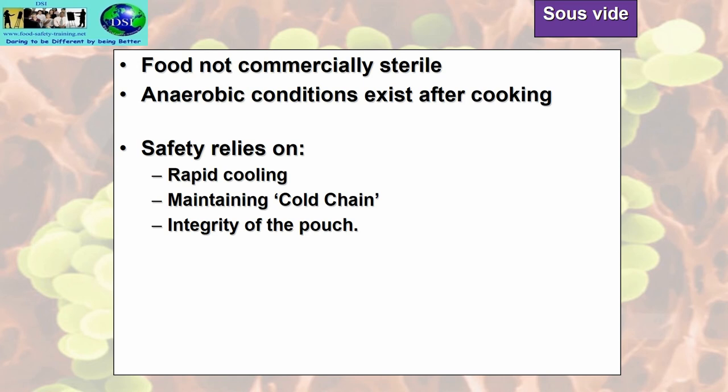With sous vide, food is not commercially sterile. So anaerobic conditions do exist after cooking. That's why these pouches, if they're not used straight away, as I mentioned, in a restaurant, are kept under refrigeration. They must be kept under refrigeration, because if they're kept at room temperature, even with the vacuum conditions in the pack, things like Clostridia and Bacillus, especially Clostridia, will multiply in those vacuum conditions, and that can cause problems. The safety relies with sous vide on rapid cooling, maintaining a cold chain, and the integrity of the pouch.